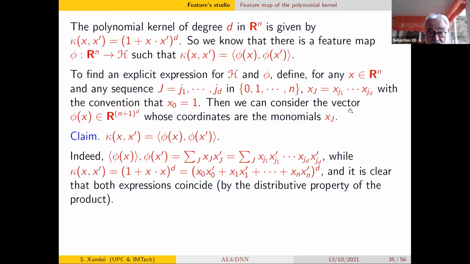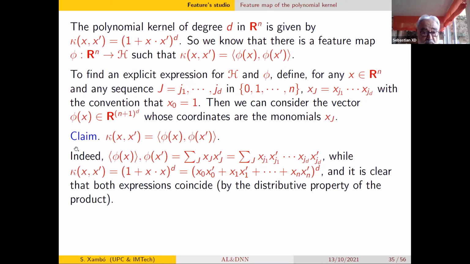Then we can consider the vector in the space R raised to (n+1)^d, phi of x, whose coordinates are the monomials x_j. Why do I put this funny number here? Well, because this is the number of these sequences, and therefore it is the dimension of the space. The claim is that kappa of x, x prime is phi of x inner product phi of x prime. So with this, we have found out the feature map of the polynomial kernel.